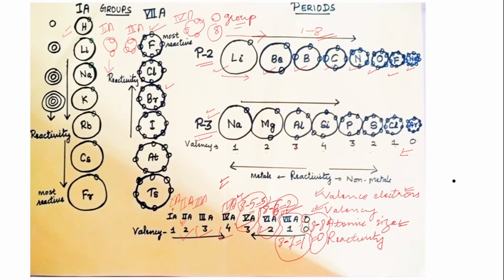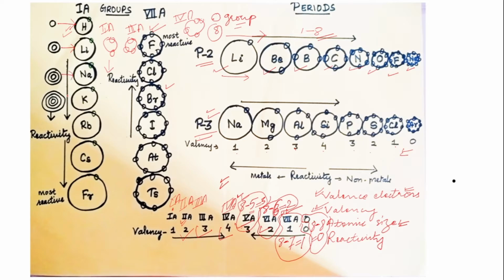For the atomic size, you see, for 1A, this is the figure of 1A: the atomic size increases from top to bottom. As we go from top to bottom, atomic size gets bigger, because once you go from one level to the next lower level, one shell gets added, one orbit gets added to the atomic structure. For example, hydrogen has one shell. Can you see? Lithium has 2 shells, because it is the second element.